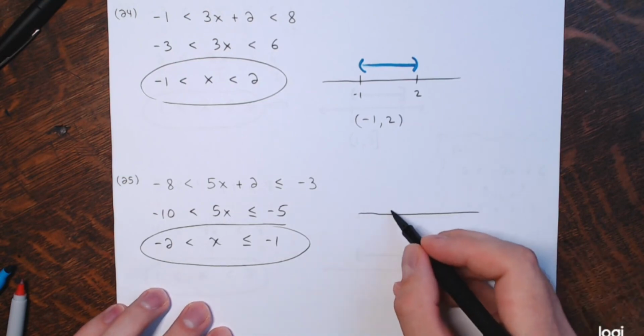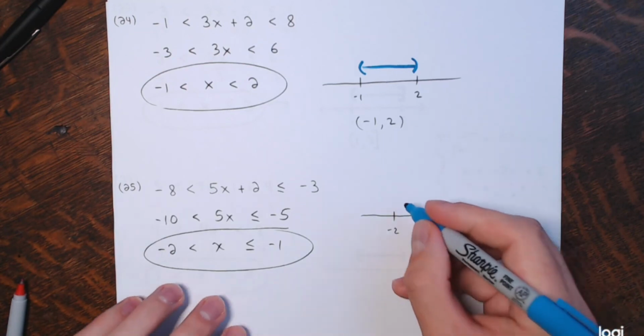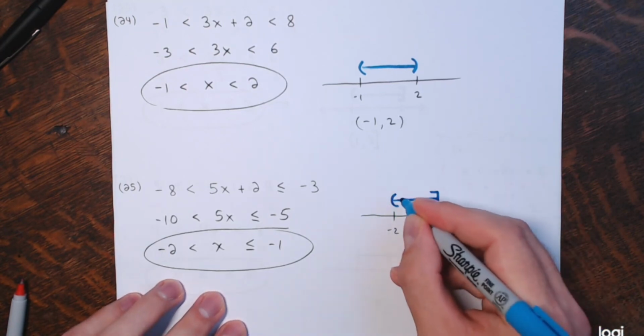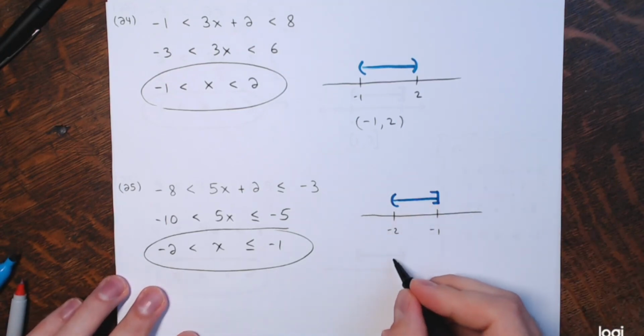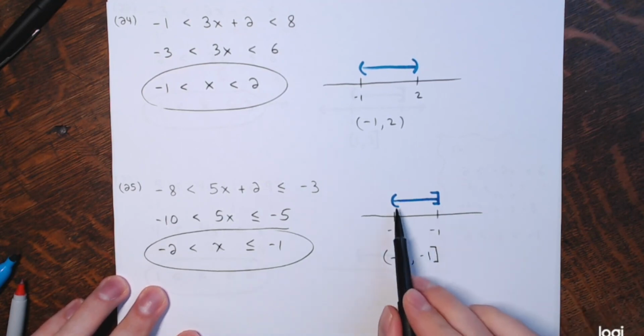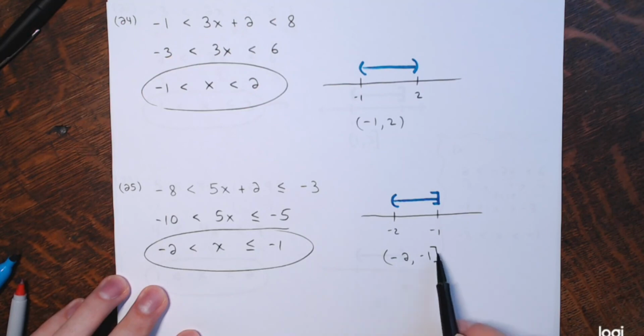Right. So here's negative 2, and it would be to the left of negative 1, right, on the number line. Everything in between, not including negative 2, but including negative 1. So parentheses on negative 2, brackets on negative 1. And the interval notation would be pretty simple. Again, everything from negative 2 to negative 1, not including negative 2, so parentheses there, and including negative 1, so bracket there.